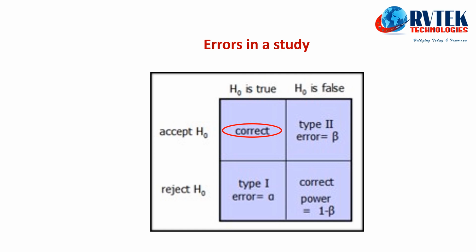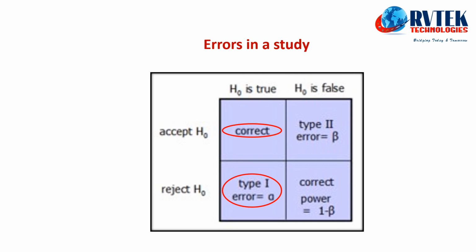Then it is correct. Then second one, null hypothesis is true in the population and we are rejecting the null hypothesis. That is an error. That is known as type 1 error or alpha error. Null hypothesis is true in the population, but we are rejecting the null hypothesis.